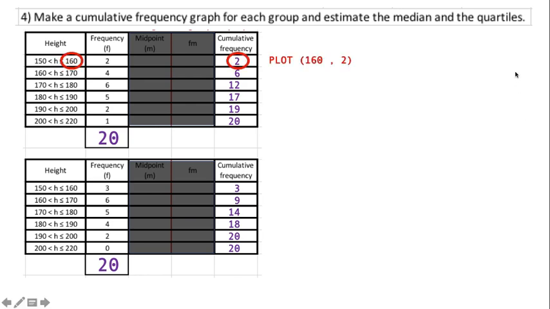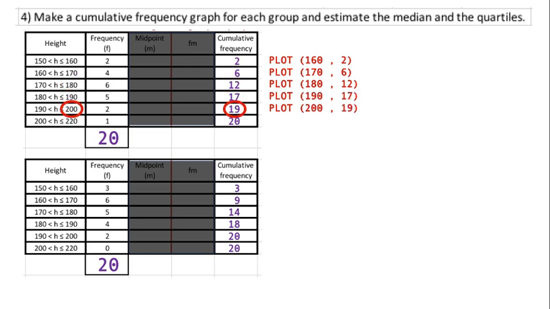And then for the cumulative frequency graph, we plot the end of each category against the cumulative frequency. So we're plotting 160, 2 to show that there are 2 people whose height is up to 160, 170, 6 to show that there are 6 people whose height is up to 170, 180, 12 to show that there are 12 people whose height is up to 180, and so on for all the groups.